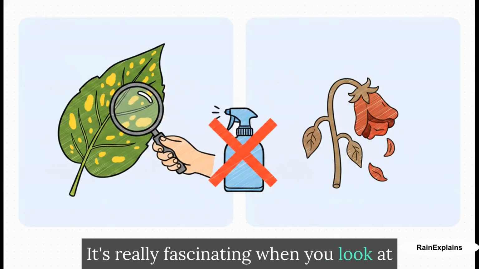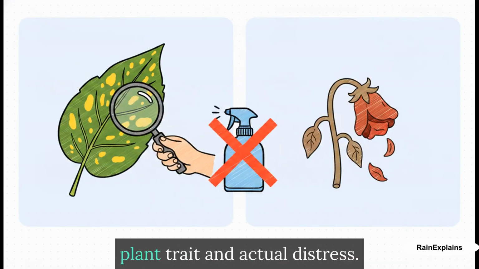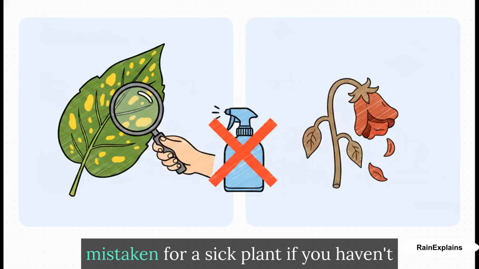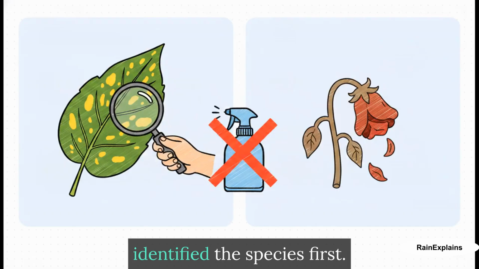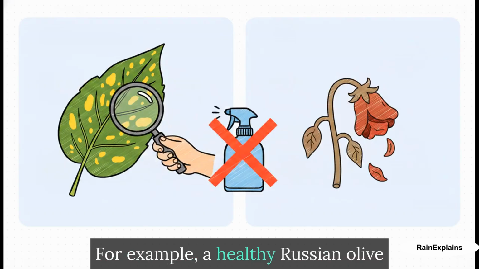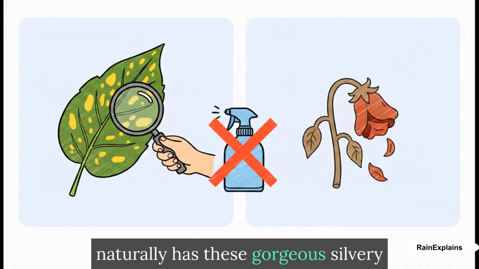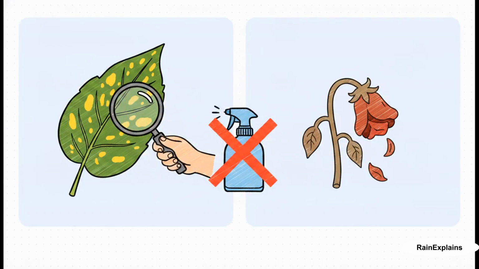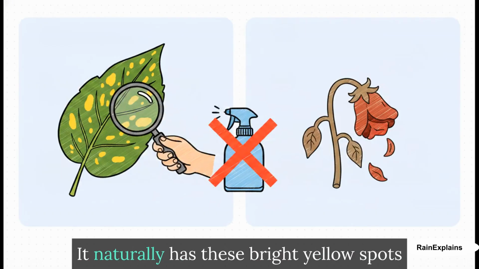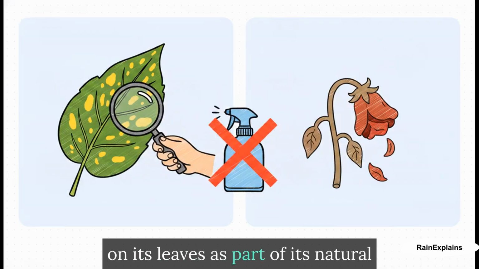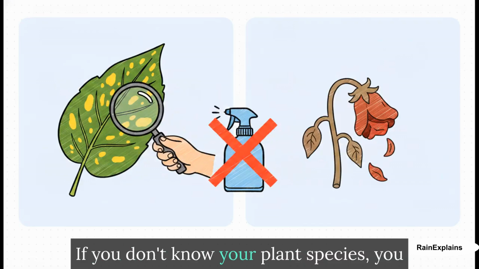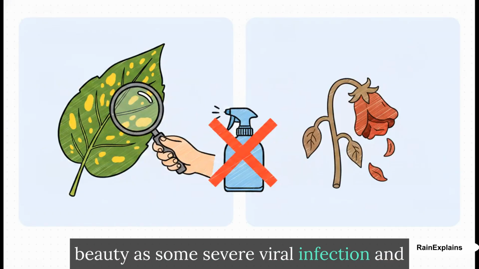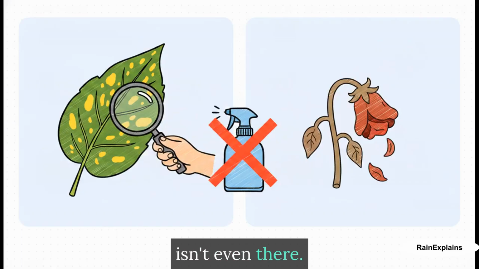It's really fascinating when you look at the striking difference between a natural plant trait and actual distress. Perfectly healthy traits can so easily be mistaken for a sick plant if you haven't identified the species first. For example, a healthy Russian olive naturally has these gorgeous silvery stems and leaves, but if you didn't know that was its baseline, you might think the poor thing is covered in mildew. Or take the Japanese aucuba. It naturally has these bright yellow spots on its leaves as part of its natural variegation. If you don't know your plant species, you might completely misdiagnose its natural beauty as some severe viral infection and then try to treat a disease that simply isn't even there.